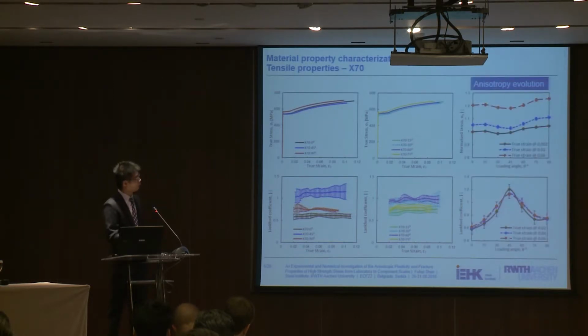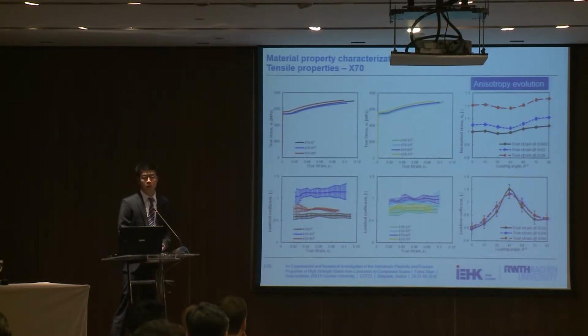Then if we plot the normalized stress over the loading angle, we find that the anisotropy is actually evolving. For example, the black one shows the distribution of yield strength at the beginning of plastic deformation. The minimum point is at 30 degrees, while with further plastic deformation, it shifts towards 45 degrees. So we have to take the anisotropy evolution into account.